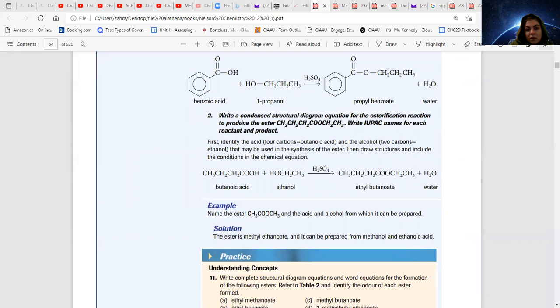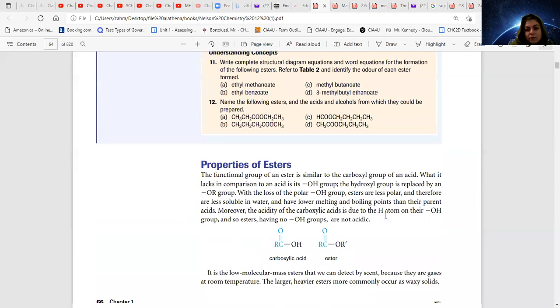Write a condensed structural diagram for the esterification reaction to produce the ester. Write IUPAC name for each reactant. So here is the ester that we have. This is double bond with oxygen, right? Therefore, this is the one that is oic acid, means you have to attach the OH here. And this is your alcohol, the one that has a single bond with oxygen, C. So here is going to be OH. And of course, this is your main chain, 1, 2, 3, 4, butanoate. And here is ethyl attached to that. So you can do question 11 and 12.